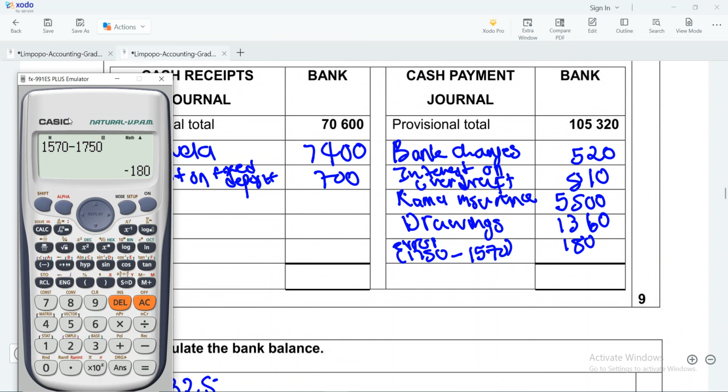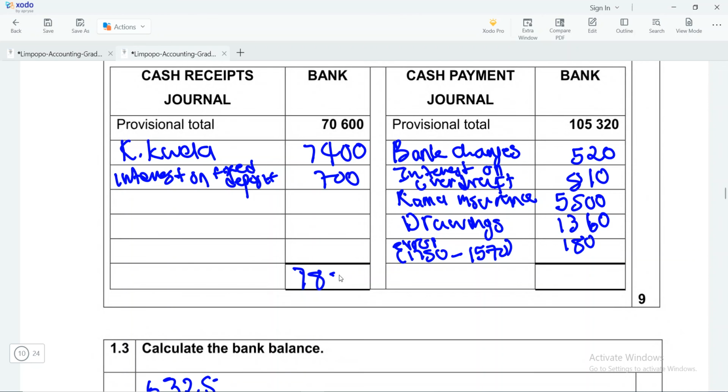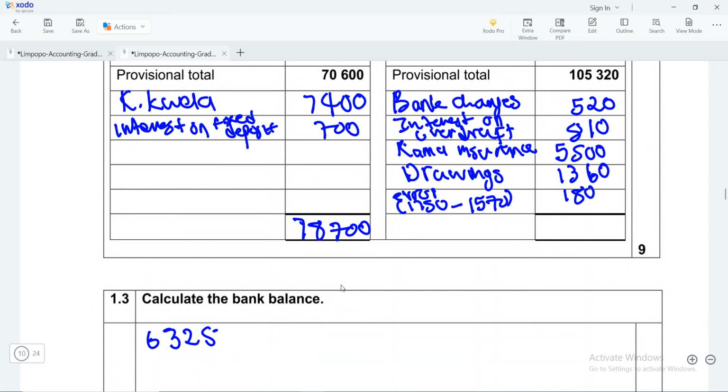So let's start with the CRJ. 70,600 plus 7.4, and then plus 700. It is giving us 78,700. Okay, so this is the total that we would have to add to this bank balance. So we would say plus 78,700. Remember, they must be the same. Okay, so you'll get a principal mark for adding the total, for taking this total here. Okay, so all these, they will give you marks for them.